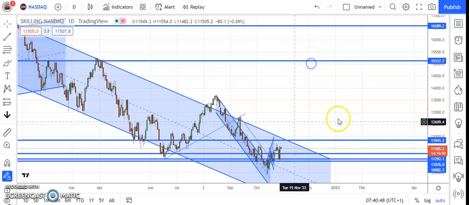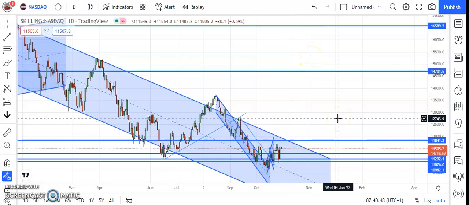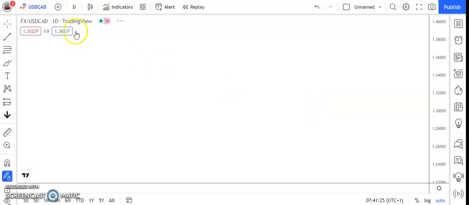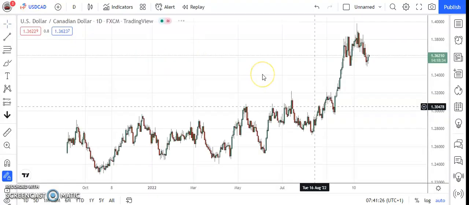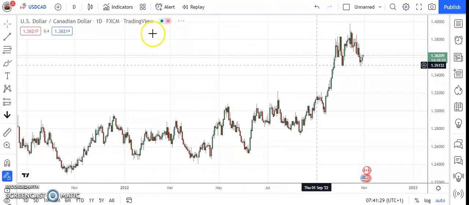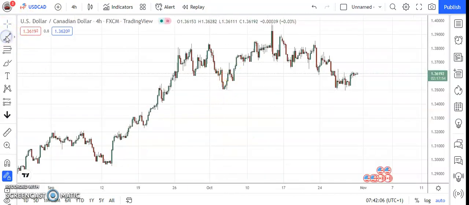That would mean that the pair will just climb for about 1,500 pips from now, which is a lot. So yeah, next one here, USD CAD, we've got a potential top sell here. Let me just go to the 4 hour time frame. Right, so here's the potential top sell coming in.